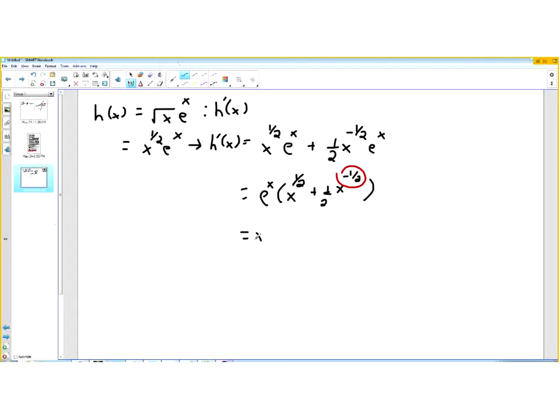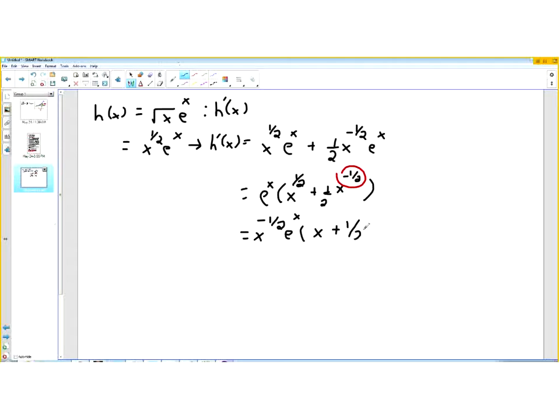So the result then would be x to the negative 1/2 times e to the x. Okay, and then this would just be x, because x times x to the negative 1/2 is x to the 1/2. So this would be x plus 1/2.